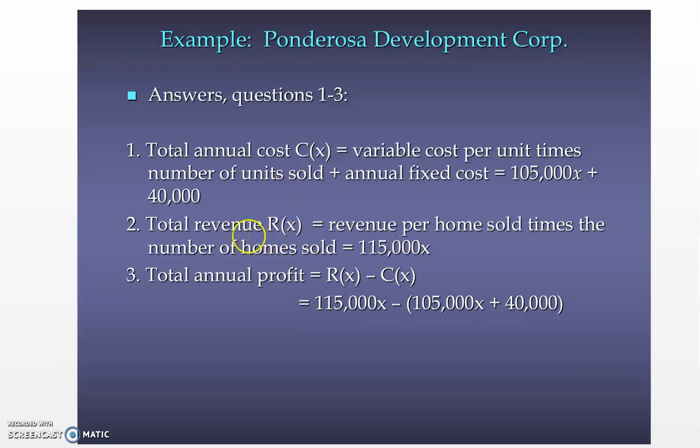Revenues are easy. If I say total revenue, it's going to be $115,000, which is the sale price of each home, times X, however many homes we sell. Therefore, our total annual profit, as hopefully most of us are aware, would be our revenues minus our costs. So we already have a revenue expression here, minus our costs. And notice how I express the costs here in parenthetical form. You don't merely want to insert the 105,000x plus 40,000 in that equation without including it parenthetically, because that would change the math in the equation. So be careful how you do these.